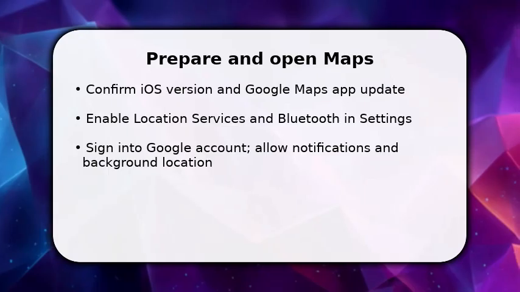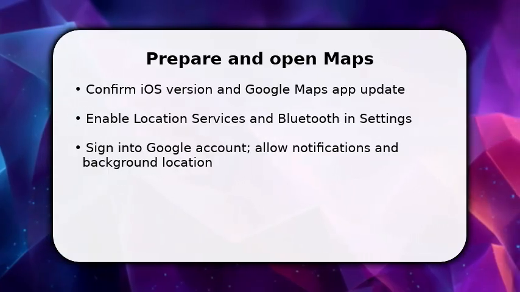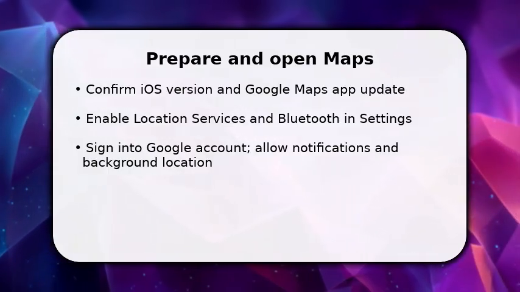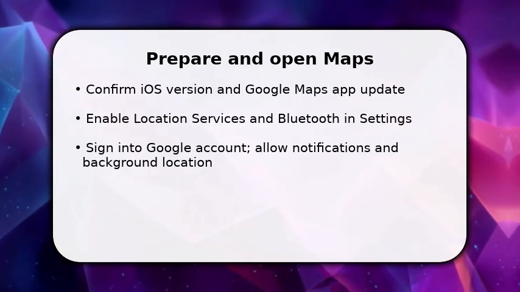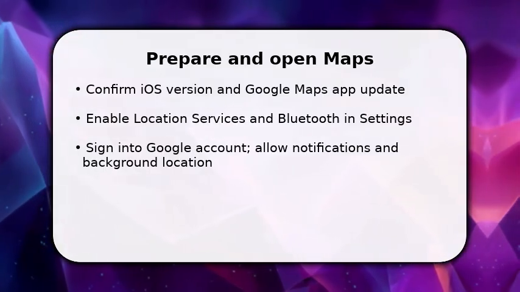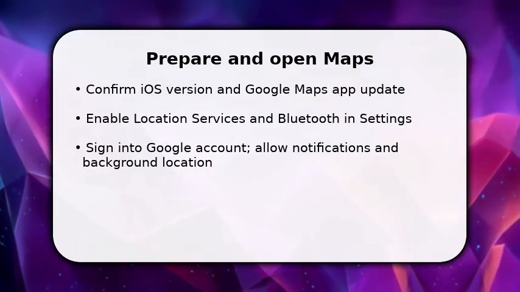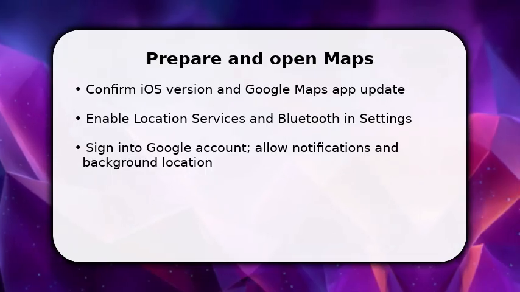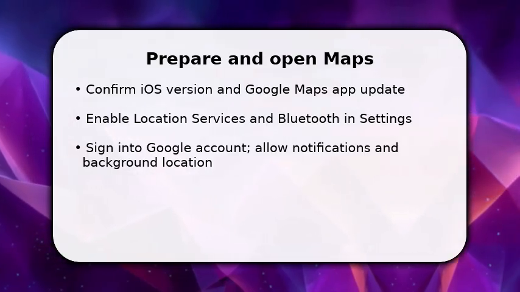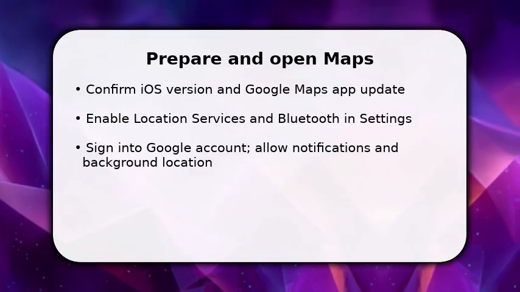You start by preparing your iPhone so Google Maps can work properly. Check that iOS and the Google Maps app are updated. This fixes bugs and adds features. Next, enable location services and set Google Maps to while using or always for accurate positioning. Sign into your Google account so saved places and history sync.